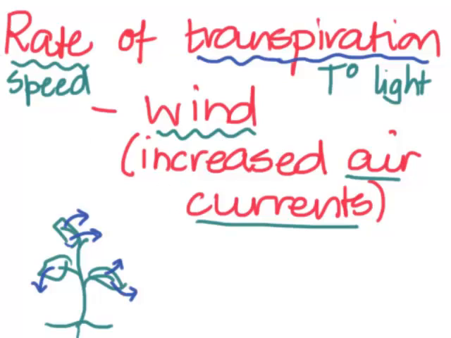Now, if we were to increase the wind or the air currents past this plant or over this plant, what would we do to the rate of transpiration? Can you predict what would happen with an increase of air currents or an increase in wind? What would happen to the rate of transpiration?